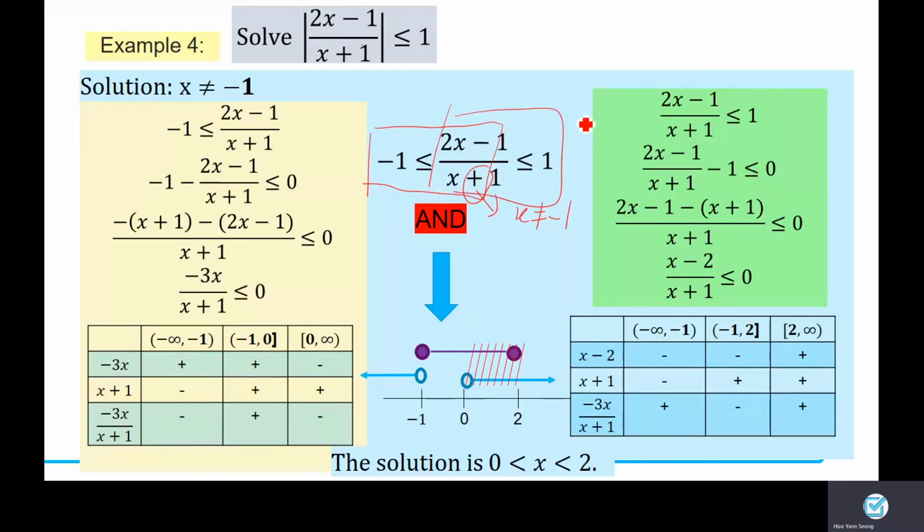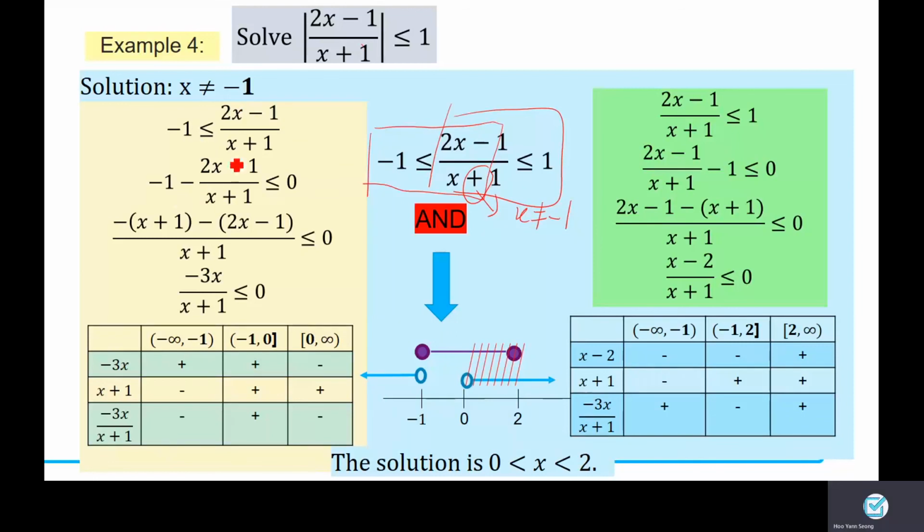Okay, my left hand side and my right hand side. So as usual, in chapter 2.2, whenever you see a rational inequality, you can't do cross product. What you need to do is shift the -1 to the right hand side, or shift the (2x minus 1) over (x plus 1) to the left hand side.